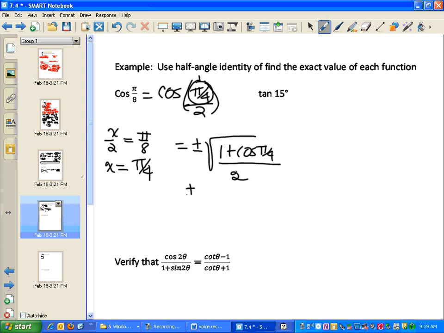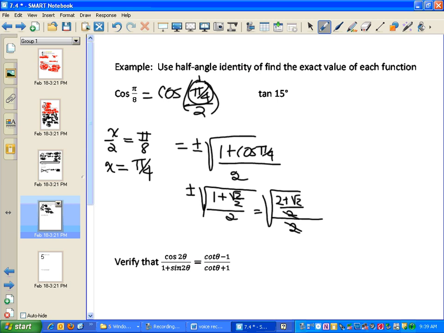Well, that's plus and minus the square root of 1 plus root 2 over 2, right? Over 2. Notice that 2 is in the denominator and under the root. Are you with me? All right. So this is going to be 2 plus root 2 over 2. That's the numerator, all over 2. What's going to cancel out? My denominators are going to cancel out, right?